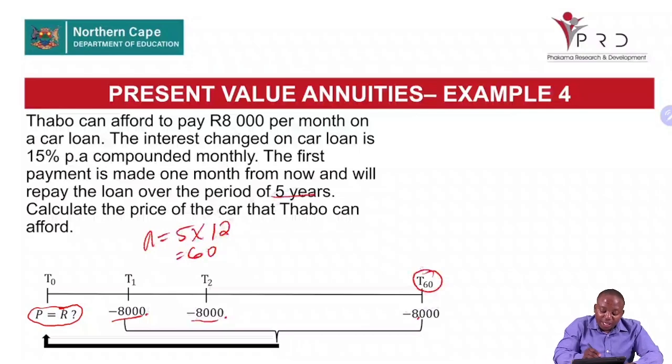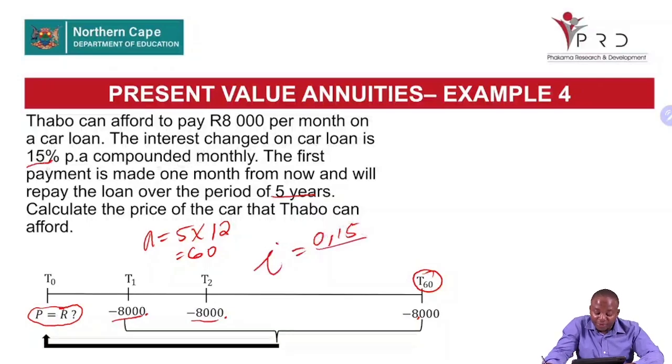Now, these are the monthly repayments on a car loan. The interest rate is charged at 15%. So our I is 0,15. We divide that 15% as a rate by 100, all over 12. What is this 12 for? The 12 is for the compounding period.